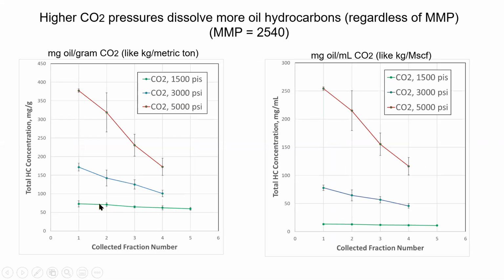These plots here: on the left side are milligrams of total crude oil dissolved, and on the right are milligrams per mL of CO2, which is more like a solubility number, at 1,500, 3,000, and 5,000 psi. The units on the left are milligrams, and milligrams per mL on the right. Again, 1,500, 3,000, and 5,000 psi.